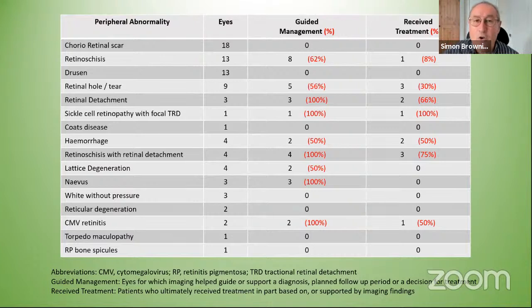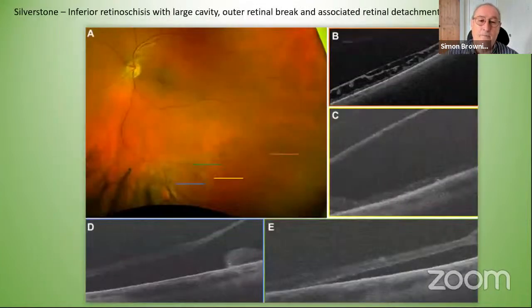Retinal detachment, in all cases of retinal detachment, ultra-wide field OCT imaging guided the management of that patient. And in 2 of those patients, they received treatment they would not necessarily have achieved before. Retinoschisis with retinal detachment, again, every case, that additional information allowed them to manage the patient better. So you can see from this table alone, just that additional information of ultra-wide field OCT guided their management more. So let's have a look here.